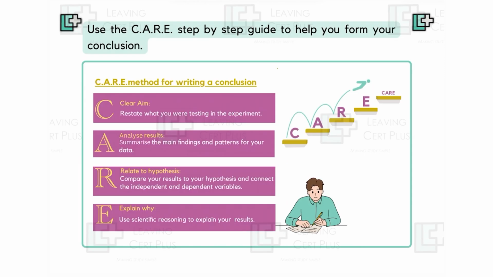And then finally, a little guide here to help you form your conclusion. Think CARE. C, clear aim: restate what you were testing in the experiment. A, analyze your results: summarize the main findings and patterns of your data. R, relate to hypothesis: compare your results to your hypothesis and connect the independent and dependent variables. And E, explain why: use scientific reasoning to explain your results.